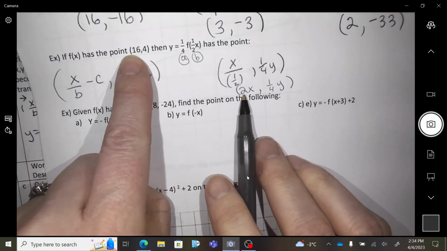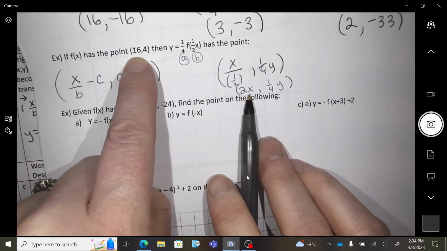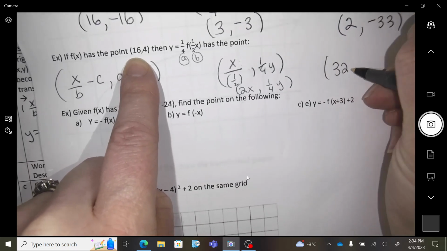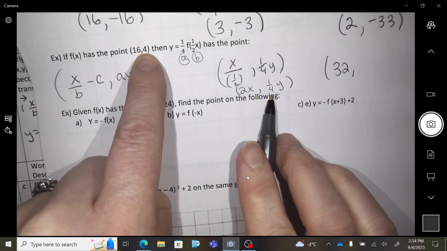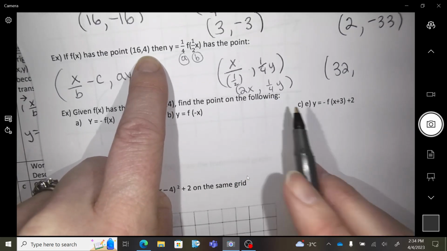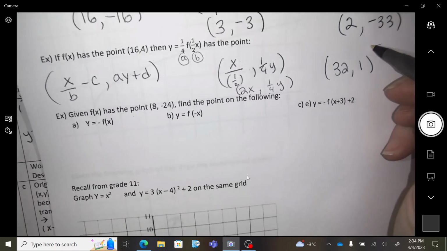Okay, so there we go. 2 times our X. So what's 2 times 16? 32. What's a quarter of 4? What's quarter times 4? 1. So that's our new coordinate.